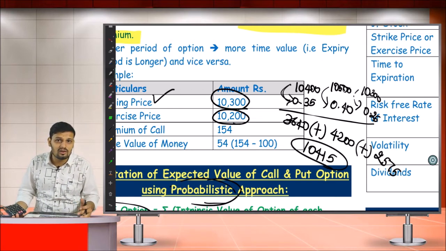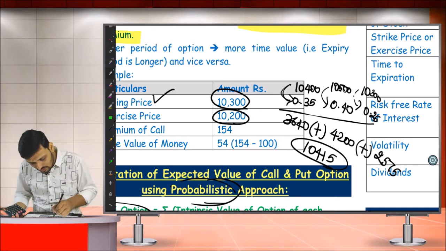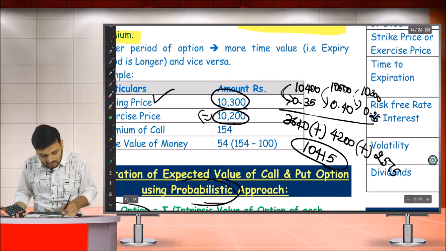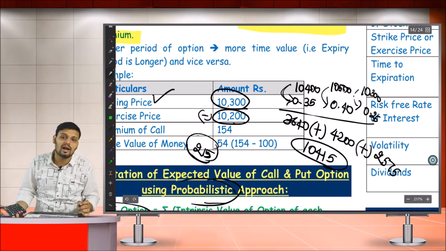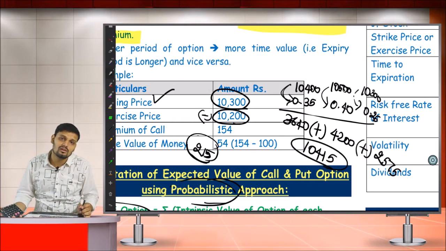So how much is the value of option? Value of option is 10,415 minus this 10,200. I can pay up to 215 rupees of premium, because that is the value of this option.